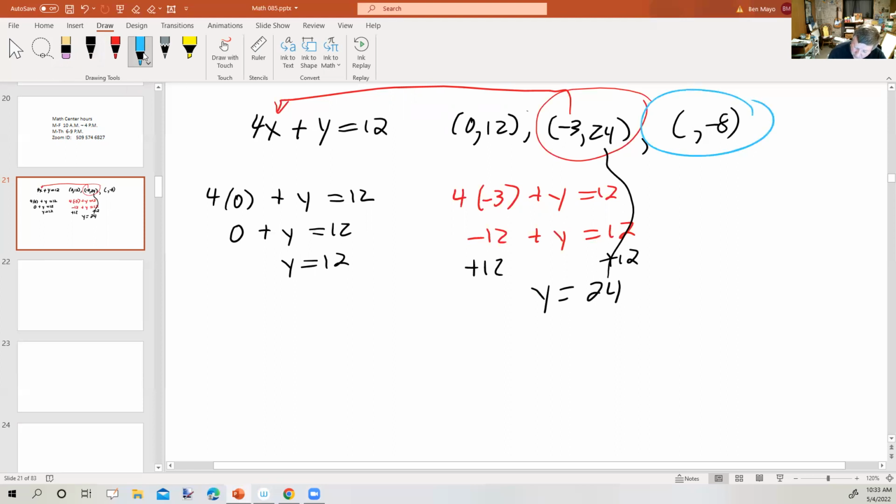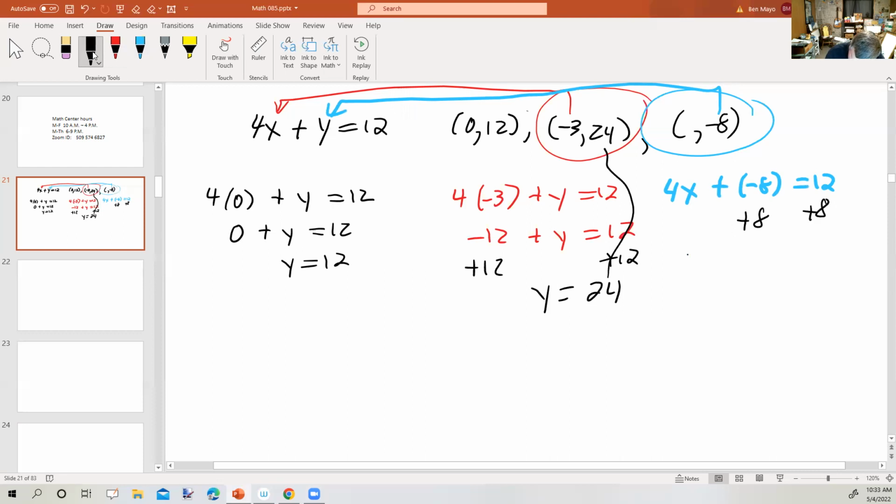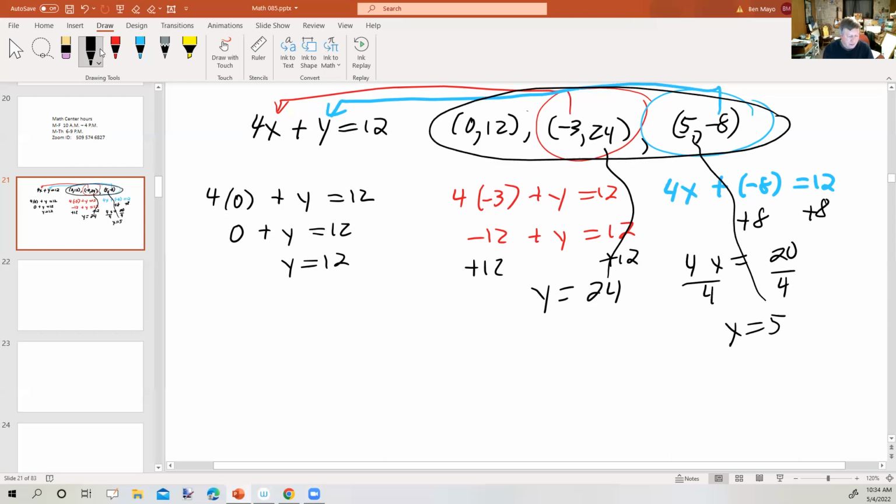Okay, let's take a look at the third ordered pair. We're supposed to find x when y is -8. So -8 goes in the place of y, and we get 4x plus -8 equals 12. We'll add 8 to both sides of the equation. 4x equals 20. We'll divide both sides by 4, and x equals 5, which goes right up there. So we now have three ordered pairs that are all solutions to this equation.